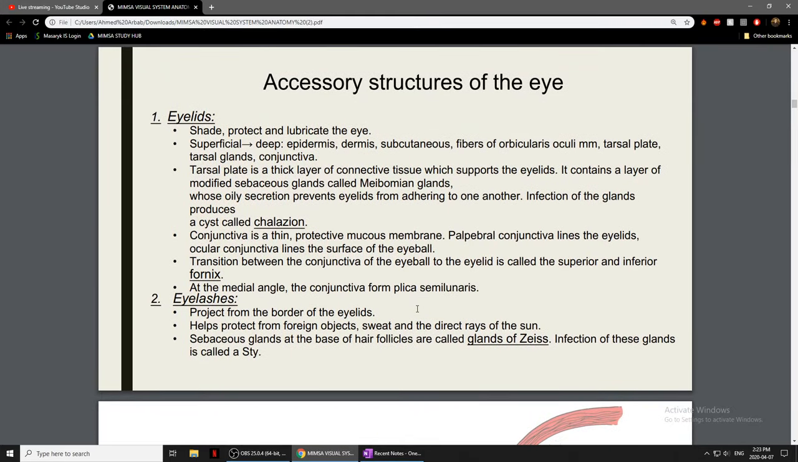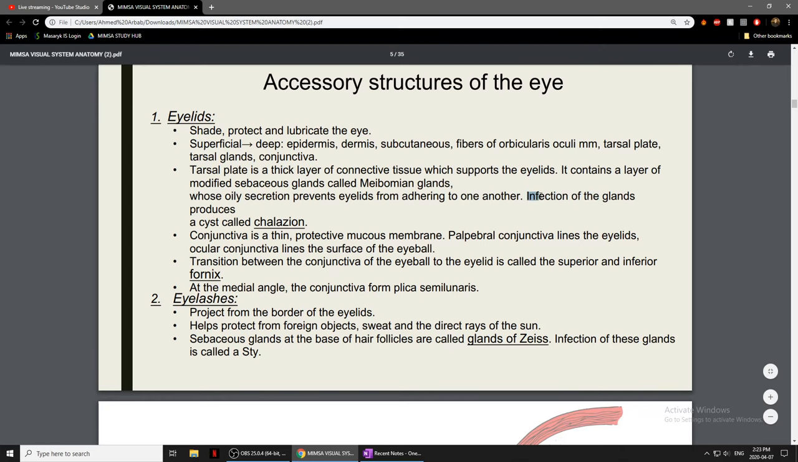Okay, so we did the structures, we did the tarsal plate, and we talked about the tarsal glands, which are called the meibomian glands. It's important to know this later on when you do pathology, because infection of the glands produces blockage or inflammation. So an inflammation of the meibomian glands causes a cyst, which is called a chalazion. Infection is a different type. I think it says it lower down, so I'll tell you guys that.